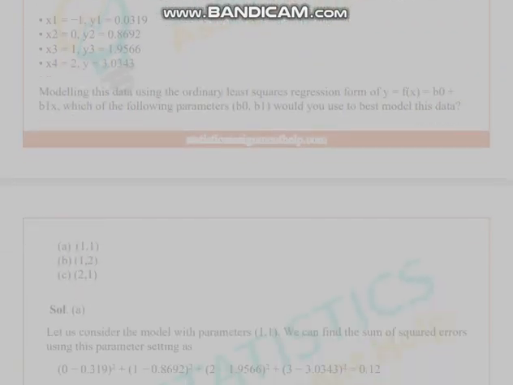You are given the following 4 training instances. x1 equals -1, y1 equals 0.0319, x2 equals 0, y2 equals 0.8692, x3 equals 1, y3 equals 1.9566, x4 equals 2, y4 equals 3.0343.